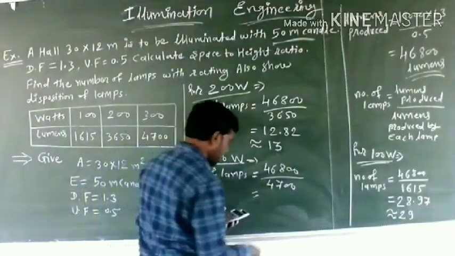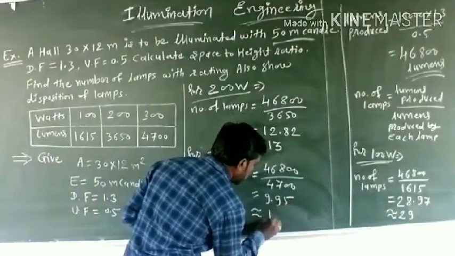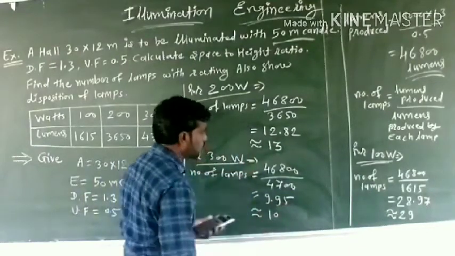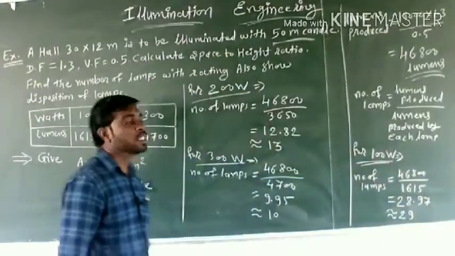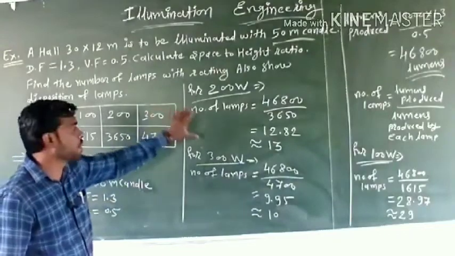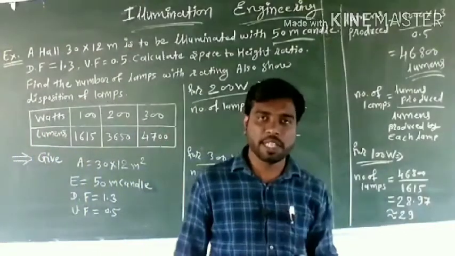It comes out to be 9.95, which means approximately 10. Now from this calculation, you have to select a proper value so that the equal distribution of illumination takes place.